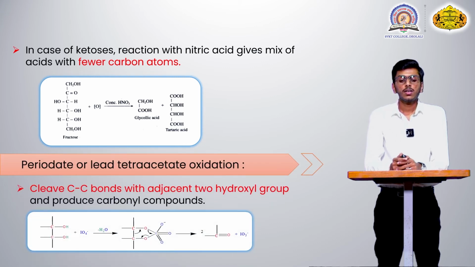Another oxidation reaction is the reaction with lead tetraacetate. This reagent cleaves the carbon-carbon bond having adjacent hydroxyl groups attached to them, and produces carbonyl compounds. We can see the mechanism here. The cyclic intermediate is formed, which upon ring opening gives a carbonyl compound.